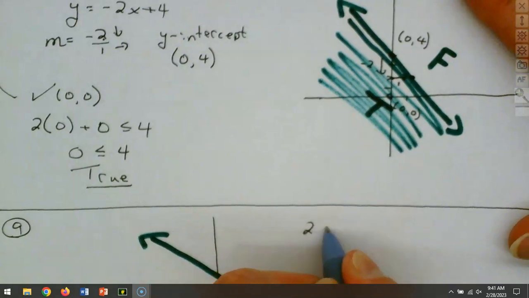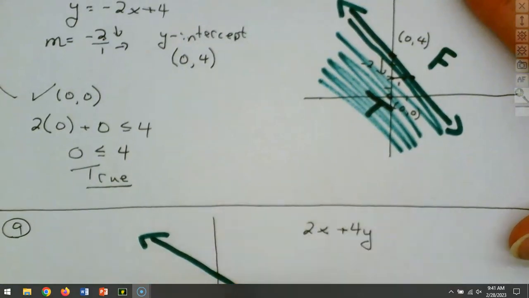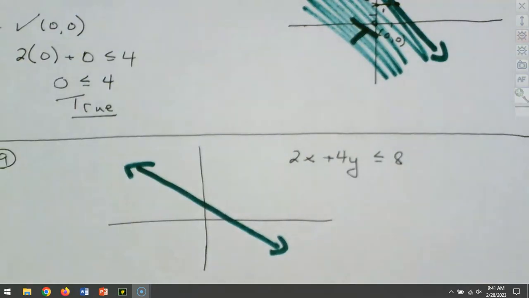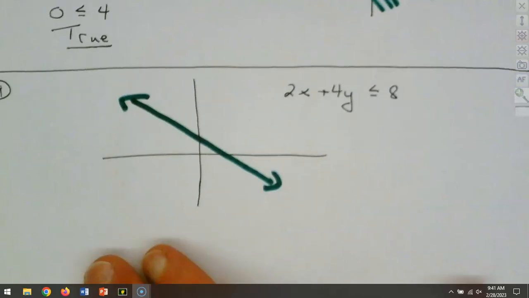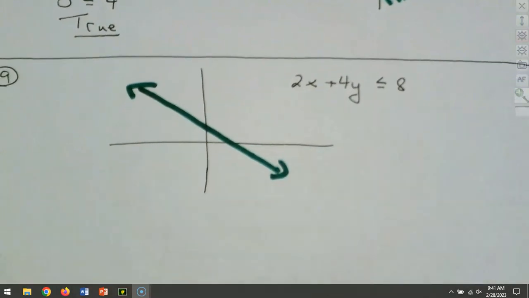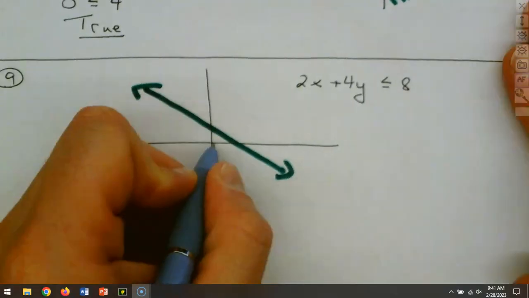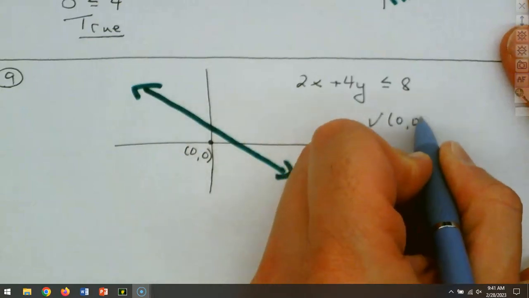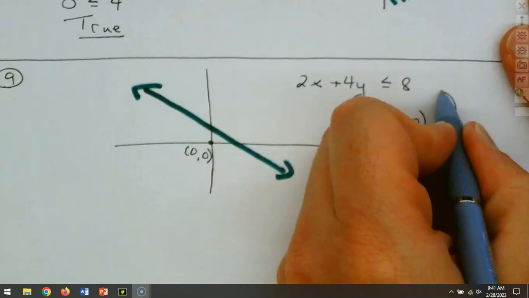And they give you 2x plus 4y is less than or equal to 8. So on this one, 90% of the work has already been done. Right? So there's not a lot to do. All we need to do on question 9 is figure out and determine where to shade. So what do we check? When we have a line like this, it is an inequality. We need to start with 0, 0. It's not on that line. So we're going to check 0, 0, and we check that back in our original.